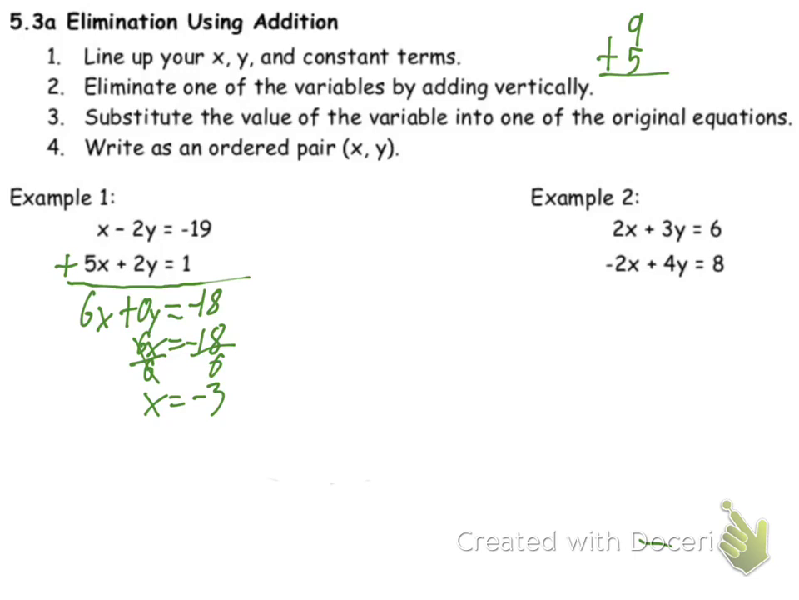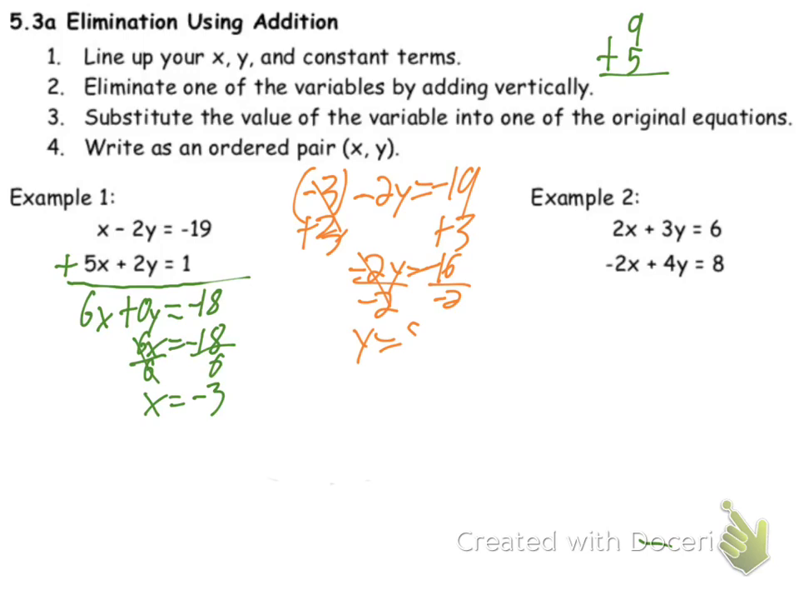And now which of the top two would you prefer? The top one. It was single x, smaller numbers, right? Besides the negative 19, okay? So negative 3 minus 2y is equal to negative 19. Add the 3. Negative 2y is equal to negative 16. Divided by negative 2, and y is 8. And we still write our answer the same way we would have before, as an ordered pair. So we still write it negative 3 comma 8. And that's our answer.